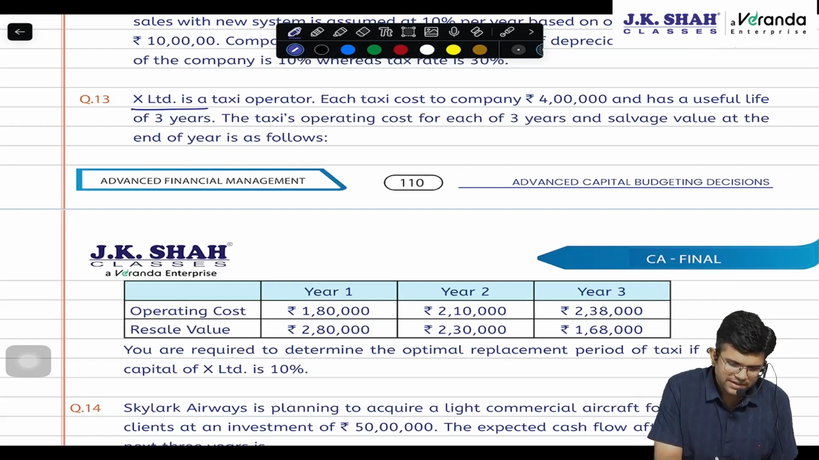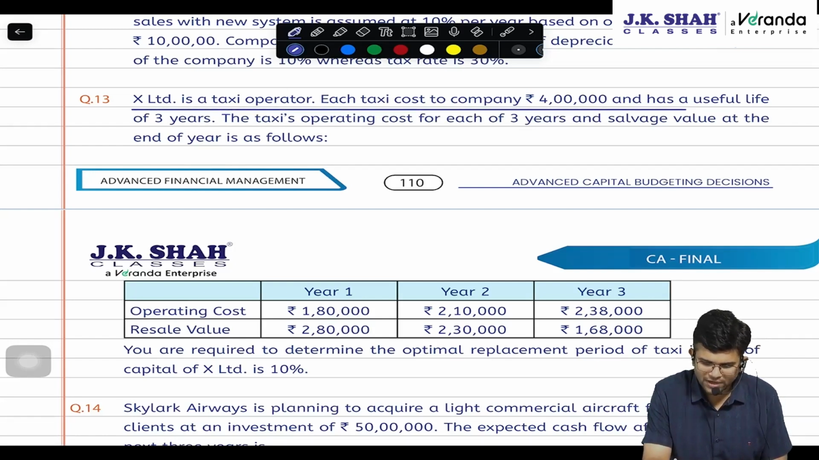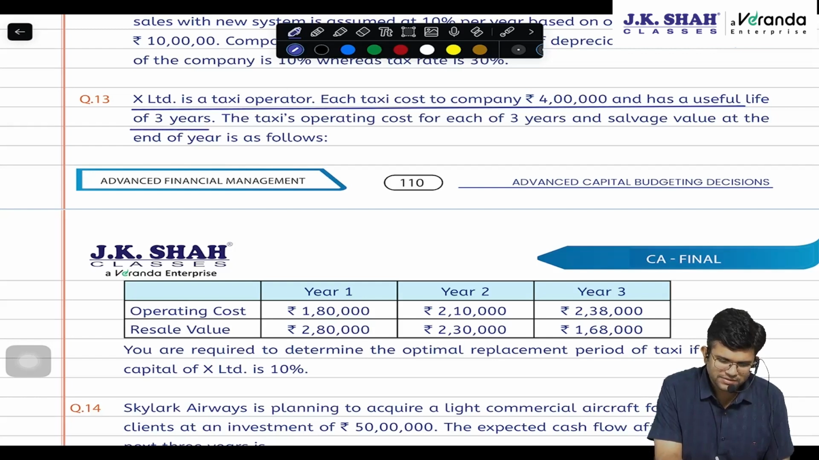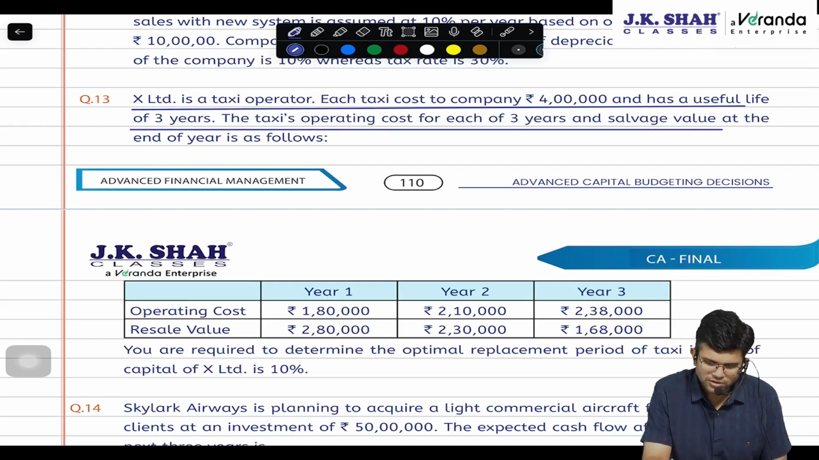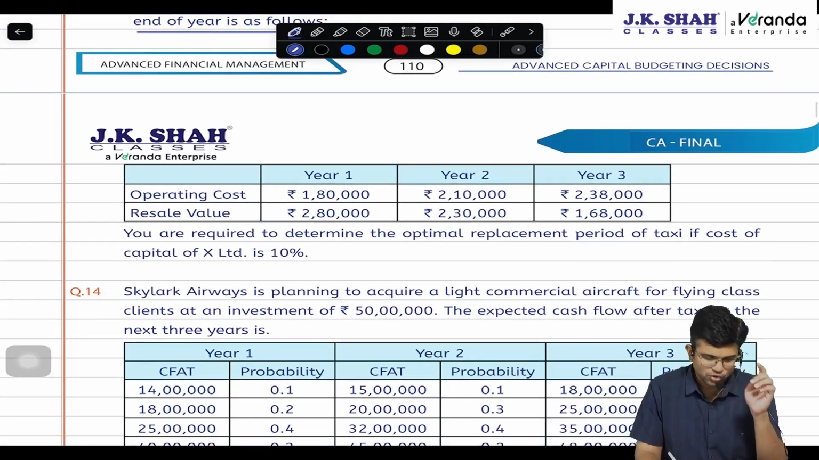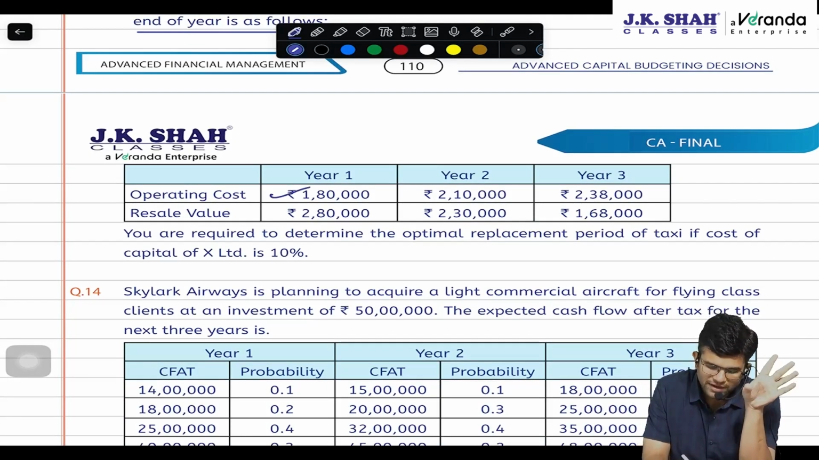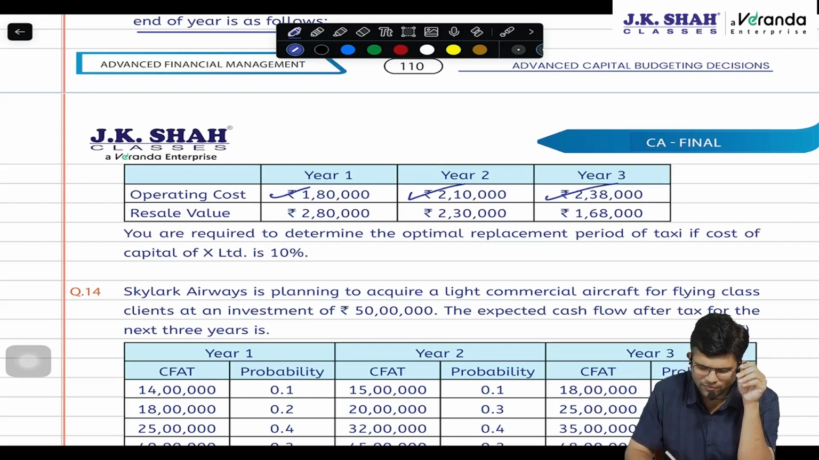X Limited is a taxi operator. Each taxi costs 4 lakh and has a life of 3 years. The taxi's operating cost for each of the 3 years, and salvage at the end of each year, is as follows. So if you buy one taxi, 4 lakh rupees you will require. To operate it for 1 year, it costs 1 lakh 80 in the first year. Second year it costs 2 lakh 10. Third year it will cost 2 lakh 30. Operating cost means maintenance, repair, petrol, everything.